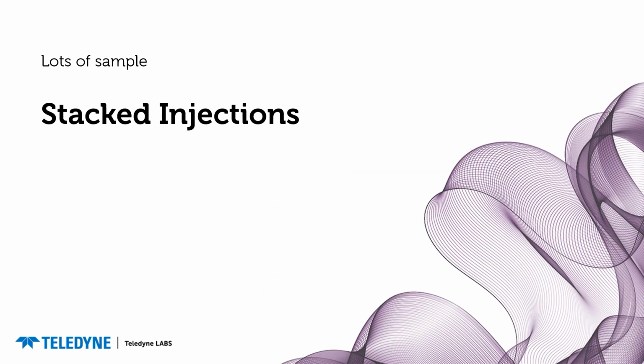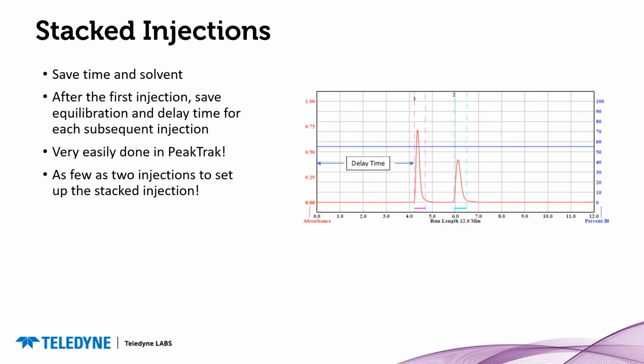Stacked injections are new to the ACCQPrep HPLC system. Use this for chiral and achiral purifications. Stacked injections are useful for purifying a large amount of closely eluting compound. Stacked injections save time and solvent because the equilibration time and the delay time are used for the purification after the first injection to purify more sample.